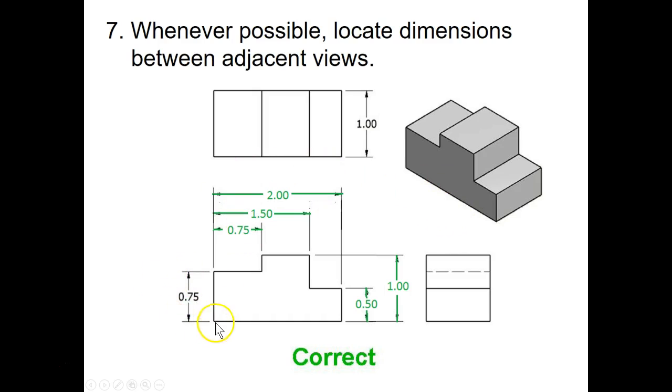This 0.75 makes sense because there's no other place on this drawing that we could put 0.75 to show this height. You wouldn't want to put it on the right side because you would have to have an extension line crossing an object line. So this one makes sense to put here. Everything else needs to be between the top and front and between the front and right.